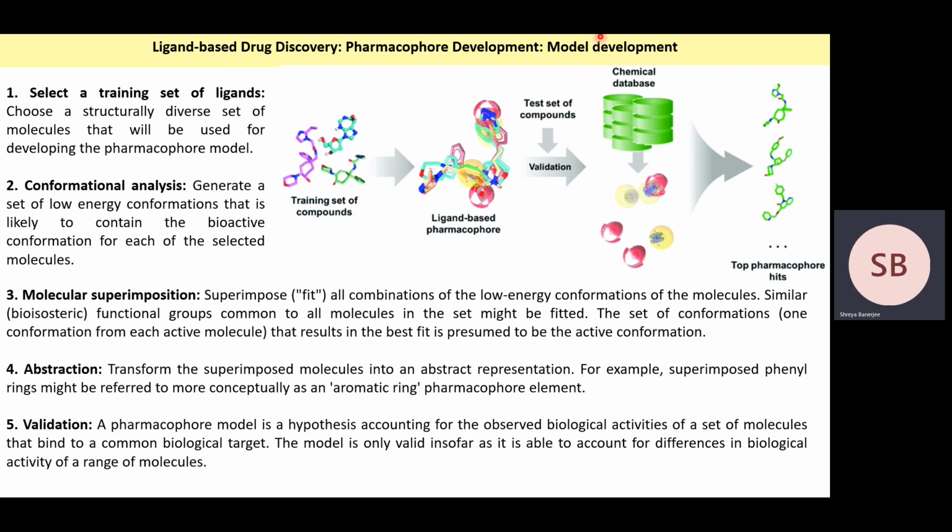So in pharmacophore development, the model needs to be developed, and there are several steps that go into this model development. Firstly, select a training set of ligands. It means choose a structurally diverse set of molecules that will be used for developing the pharmacophore model.